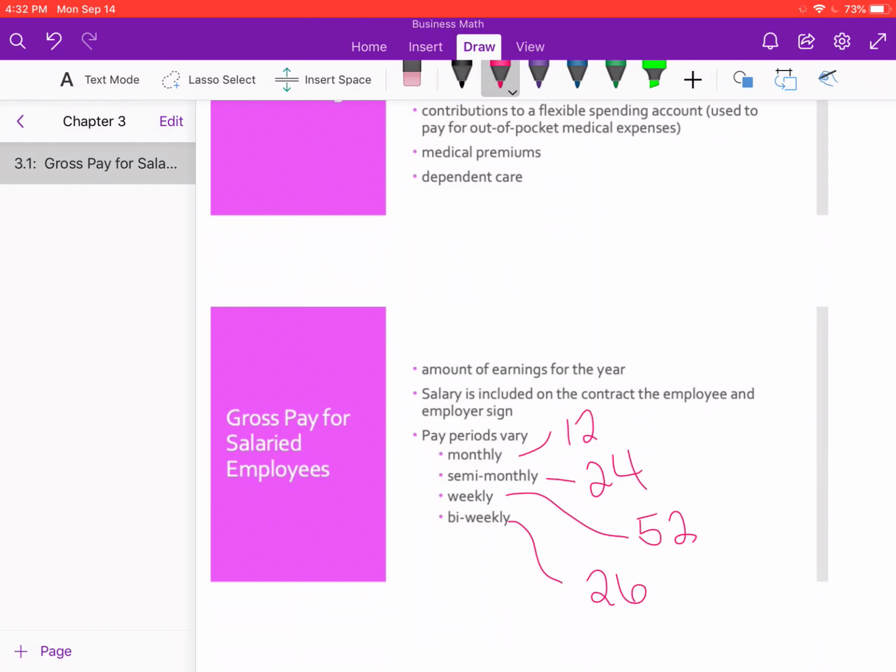Notice the difference between semi-monthly and bi-weekly. You would think they would be the same, but not every month has exactly 4 weeks in it, so it's not twice a month necessarily. So there is a difference.